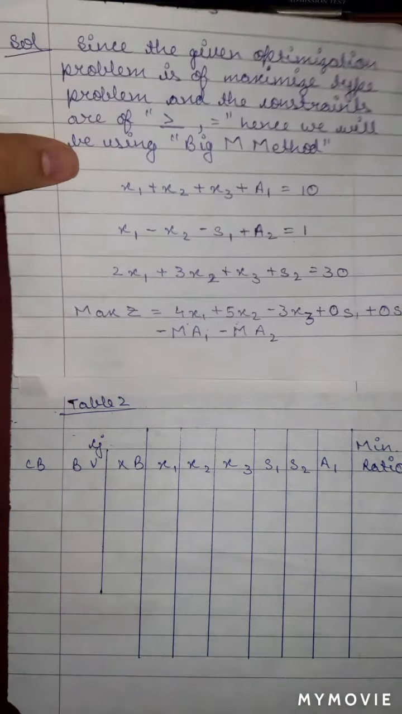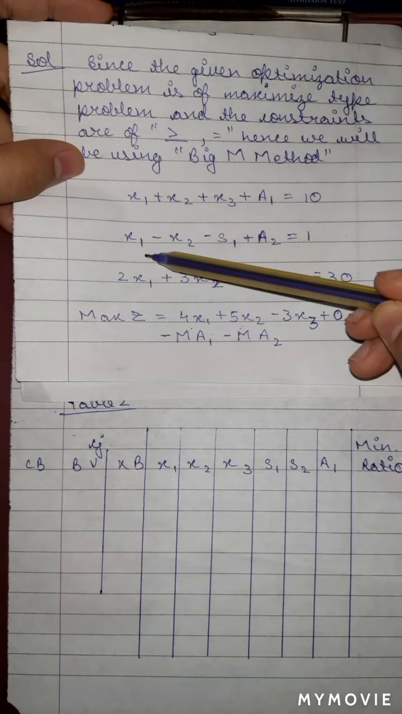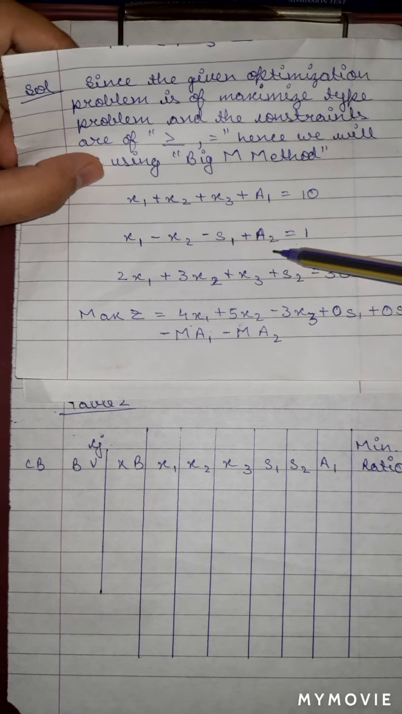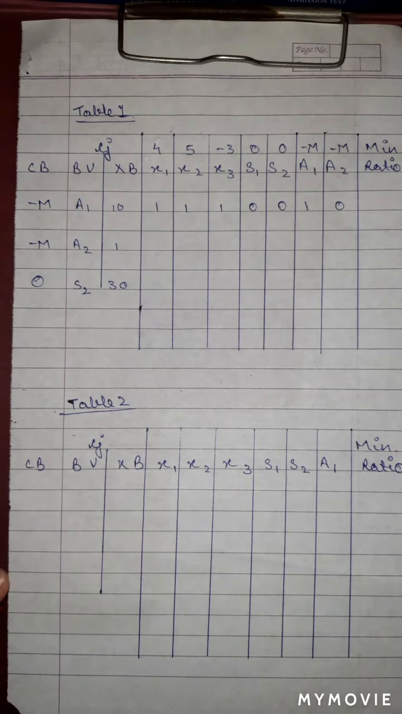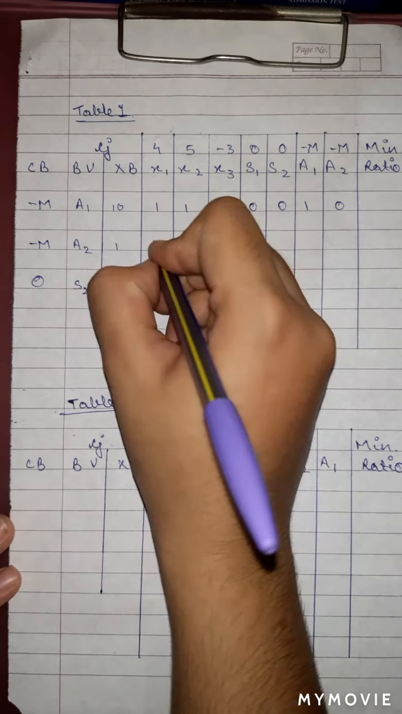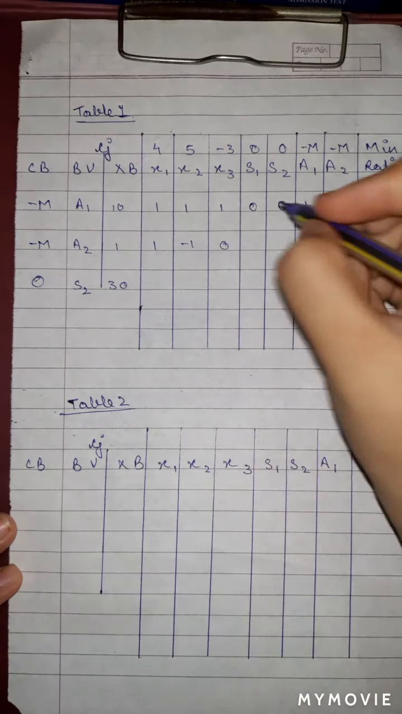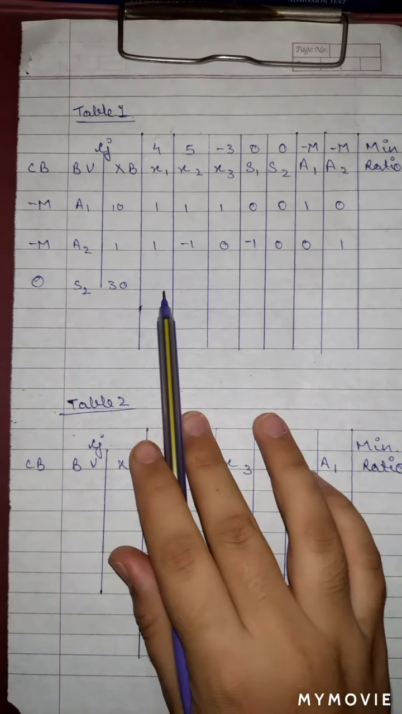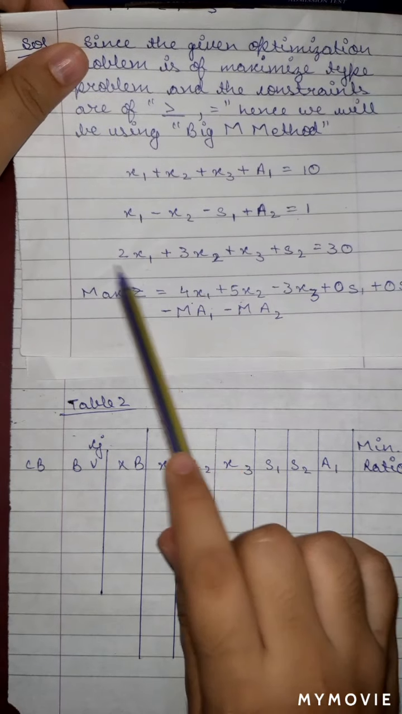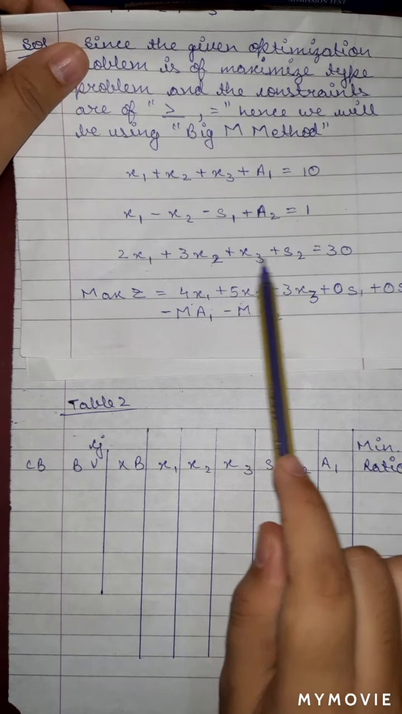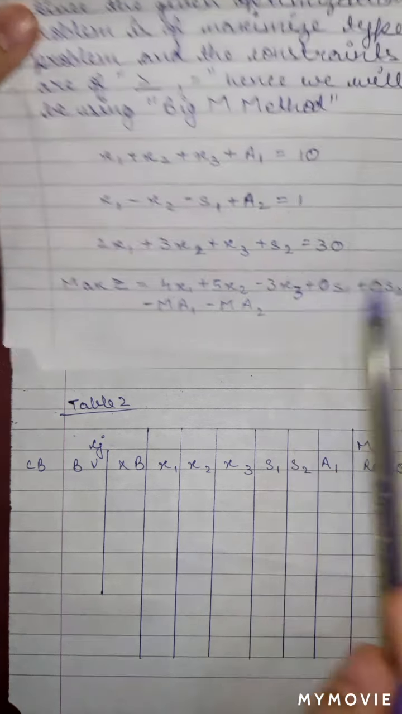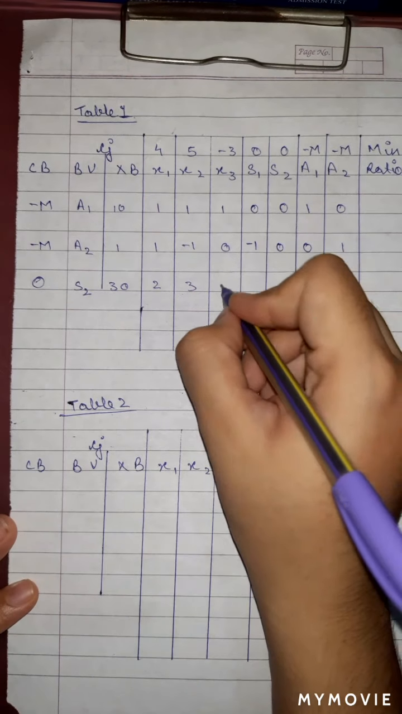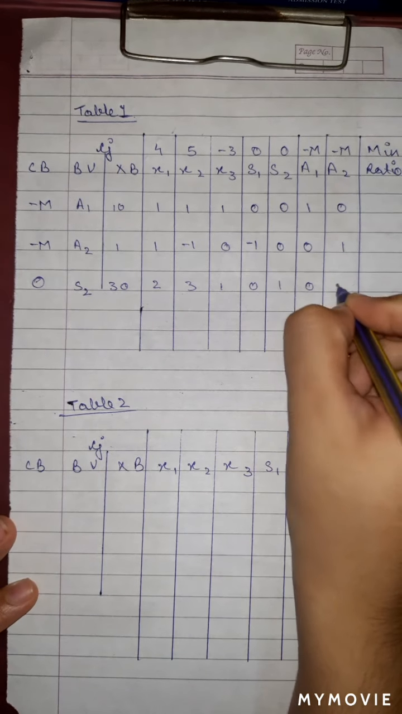Now in equation 2, x1 is 1, x2 is -1, s1 is -1, a2 is 1. So the values will be 1, -1, 0, -1, 0, 0 and 1. Now in equation 3 we are having x1 as 2, x2 as 3, x3 as 1, s2 as 1 and the rest others are 0. So 2, 3, 1, 0, 1, 0, 0.